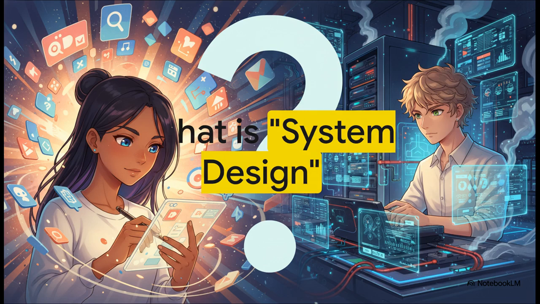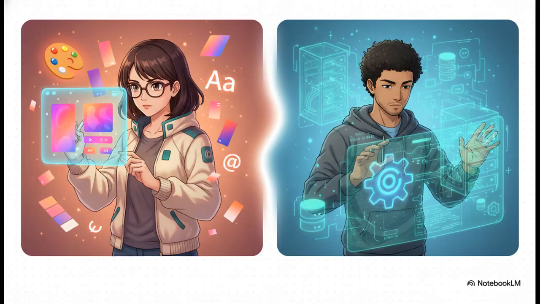Like, are you the person crafting the user experience, the whole visual feel of a product? Or are you the one building the massive digital infrastructure that makes the whole thing run? And here you can see the two sides of that coin perfectly. For designers, system design is all about creating a consistent visual language, the product's whole look and feel. We're talking fonts, colors, how things are laid out. But for engineers, it's about the architectural blueprints. It's about building this powerful, resilient system that can serve millions and millions of users without breaking a sweat. See, two totally different problems, but they both fall under the umbrella of system design.